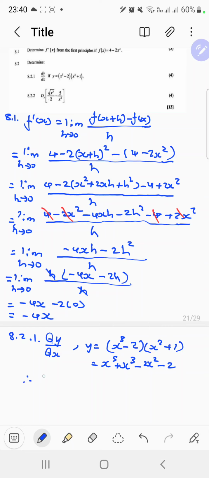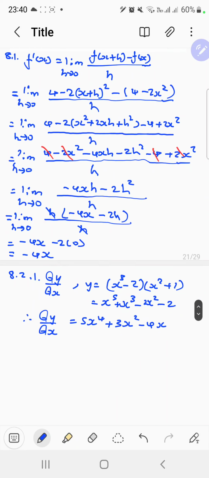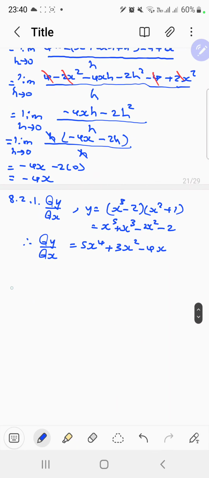So therefore we know that our dy over dx here is going to be equal to 5x to the exponent 4 plus 3x squared minus 4x. And that's it, okay? You don't want to complicate your life, you leave it here.